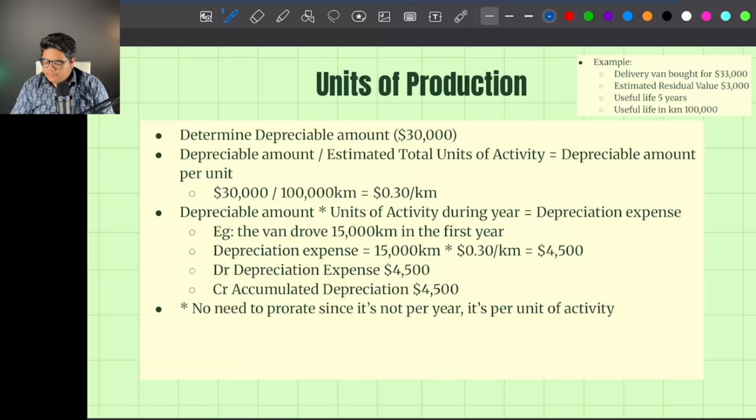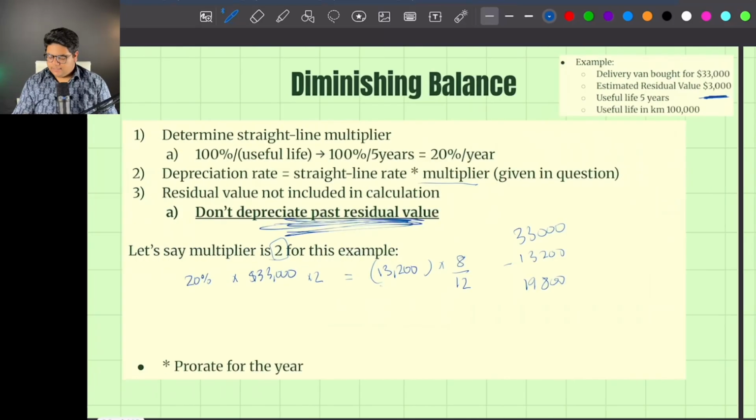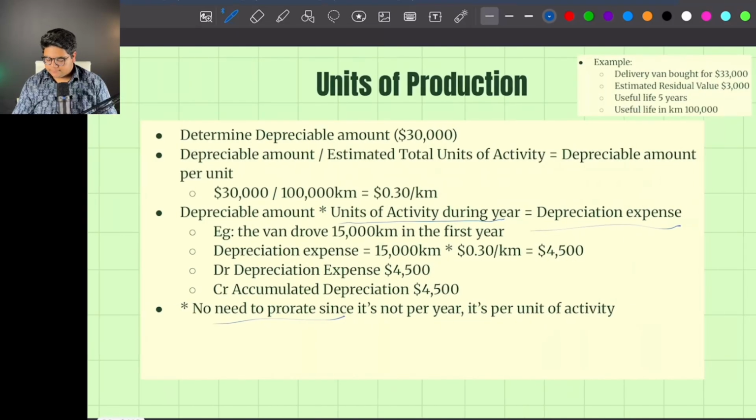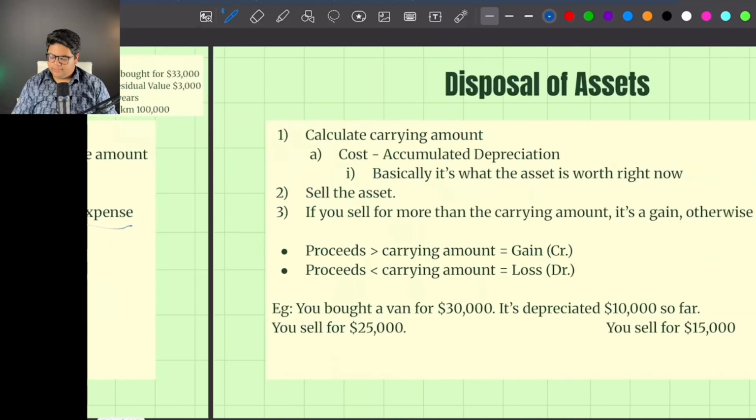So the depreciable amount per unit times the units of activity during the year is the depreciation expense. Let's say you drove the van 15,000 kilometers in the first year, then the depreciation expense is that amount of kilometers multiplied by 30 cents a kilometer to get $4,500 as a depreciation expense. And again, the entry for that is debit depreciation expense for 4,500 and credit accumulated depreciation for 4,500. So in this case, you do not need to prorate since it's not per year, it's per unit. In the first two, you do need to prorate. In units of production, you do not need to prorate.